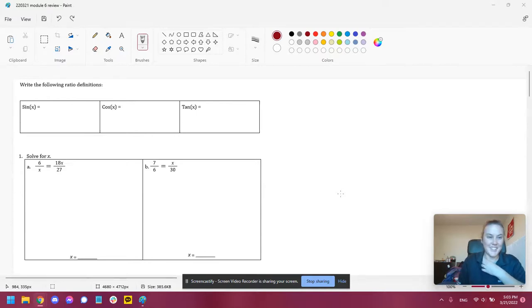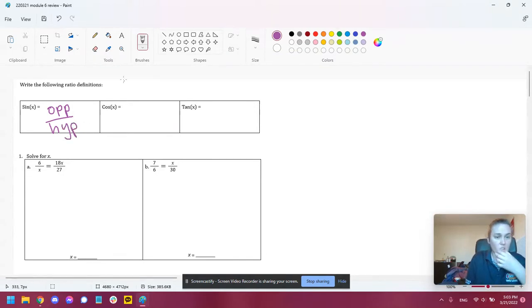Here it is now. Okay, the very first question on the test, no tricks, is going to say write the following ratio definitions. It's going to give you sine, cosine, and tangent in this order. And what you should write is opposite over hypotenuse for sine, except you should spell hypotenuse, right? Adjacent over hypotenuse for cosine, and opposite over adjacent for tangent.